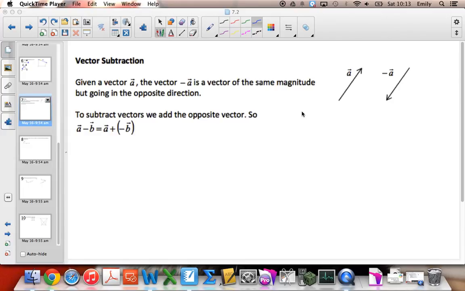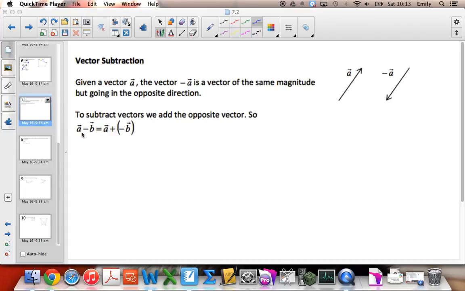Vector subtraction is really similar to vector addition, but it starts with this idea that negative a has the exact same length as a, but then points in the opposite direction. So really, to make a negative vector, we take the head and the tail and make them switch places. So here's my new head, here's my new tail.